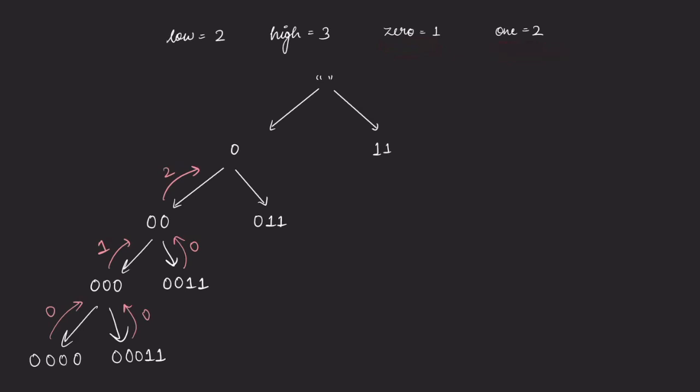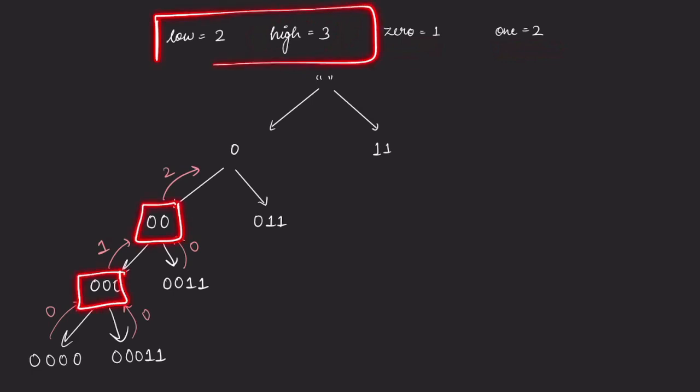Now whenever appending 0 or 1 makes the length of the string higher than this high, then we can return from there a 0, right? So that is our base case. If in any case the length becomes greater than high, we will return a 0. And the other thing is that whenever the length of the string is within this range, we need to count it, right?